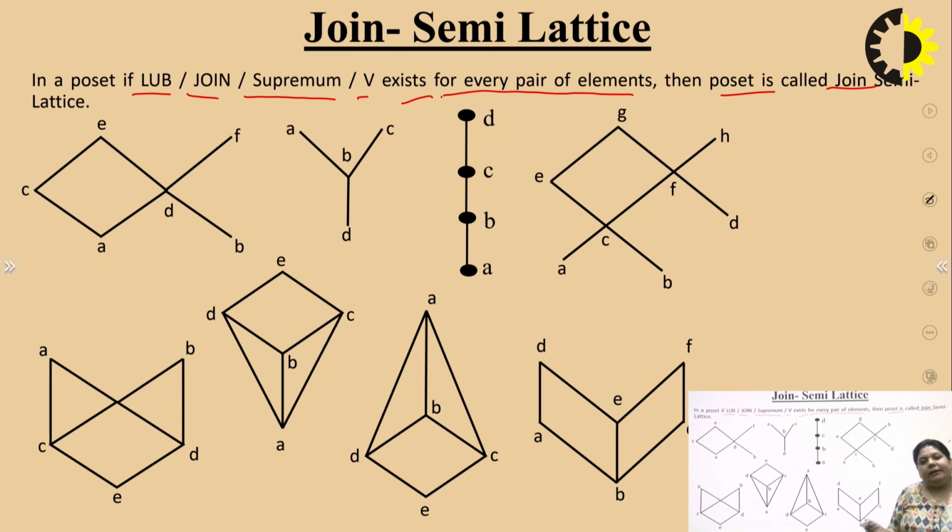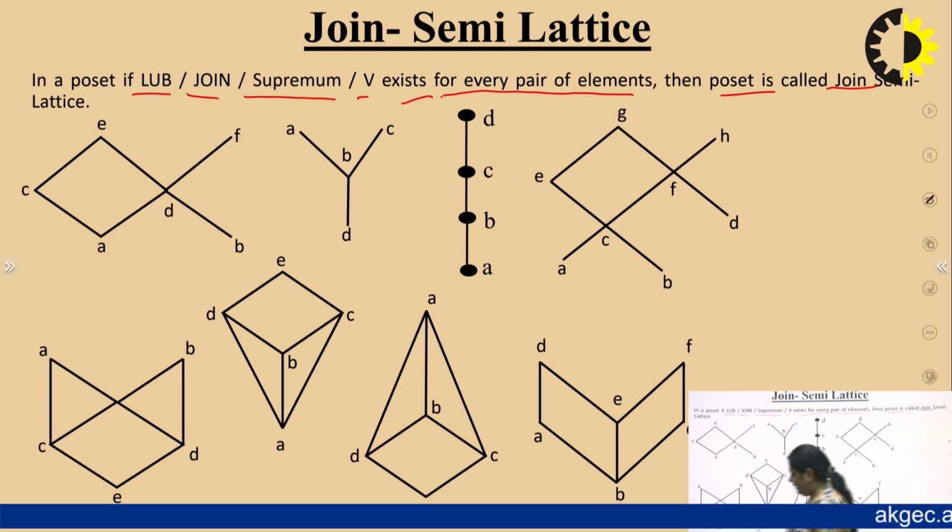How can we search? Again, the same criteria as we used in meet, we will use in join. That is, the very first point where two elements are meeting will be known as the join. So let us take the examples here.